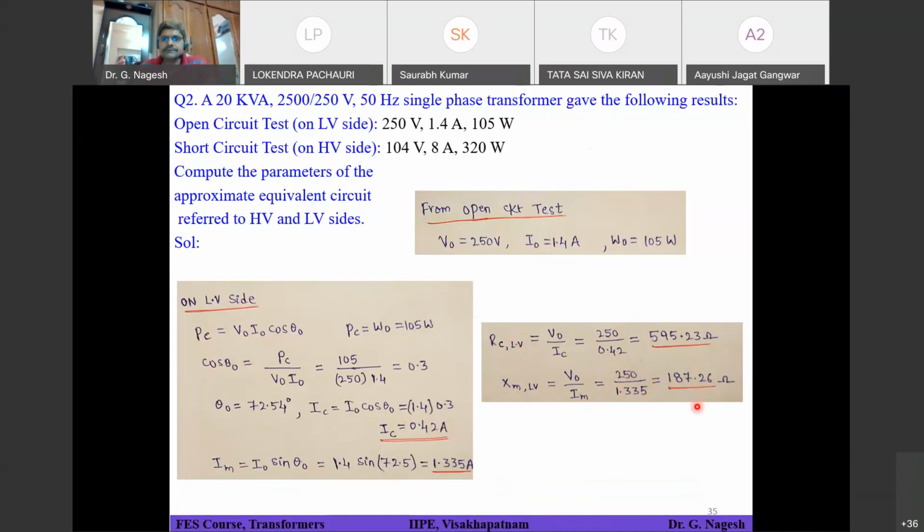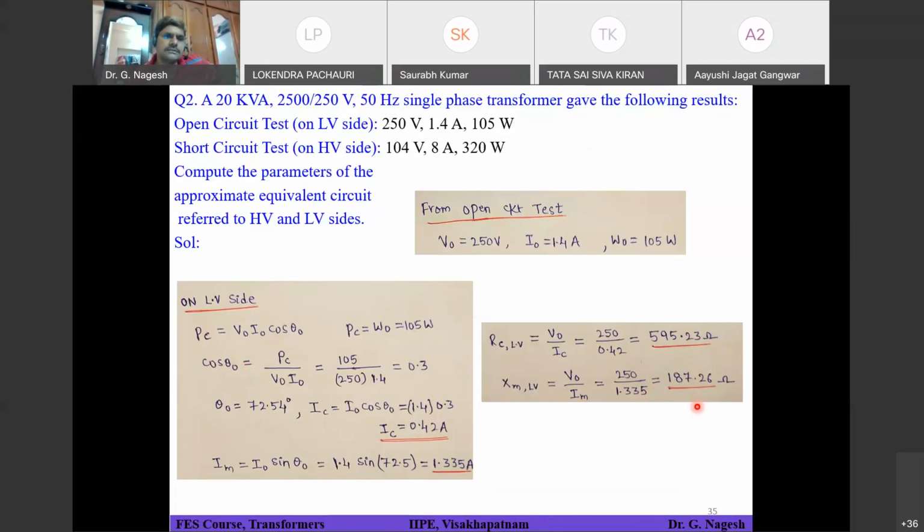So did everyone get this? Or does anyone have a doubt regarding this? Got it? So I hope everyone got this. These are the formulas we have seen in the open circuit test, and the same formulas we are using to calculate RC and XM. So only these two parameters can be determined from the open circuit test, which we have already calculated.